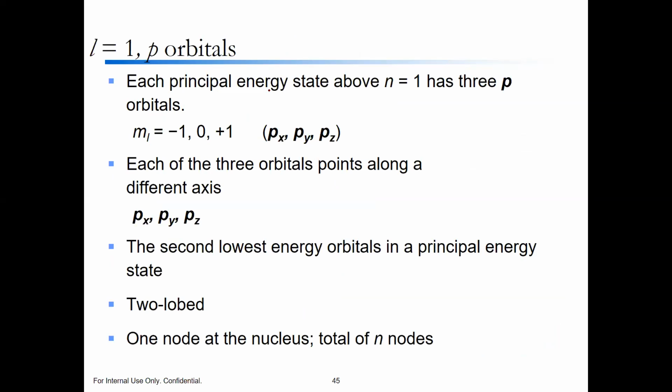L equals 1, we call them p orbitals. And we do the mathematics and we solve for m sub L. We get these 3 numbers: -1, 0, and +1. What does that mean? We're just going to say that -1 equals a p orbital, this one's going to be another p orbital, and this one's going to be another p orbital. So how many p orbitals do we have? 3.